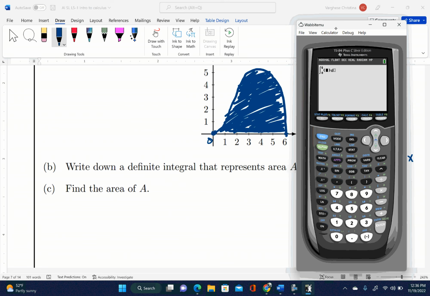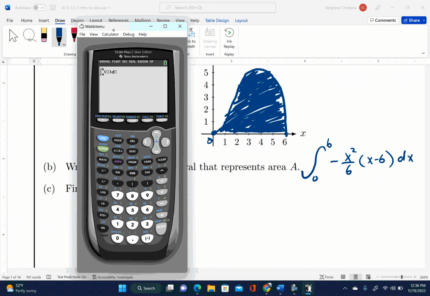Over here, we're going to write down our function, right? So I'm going to type in negative, making sure it's the negative sign. Alpha y equals gives us a fraction bar. So we're going to put x squared over 6. I'm going to put parentheses x minus 6. And then it's with respect to the variable x, and you're literally just going to hit enter, and it gives us that the answer is 18. So this is 18 square units.